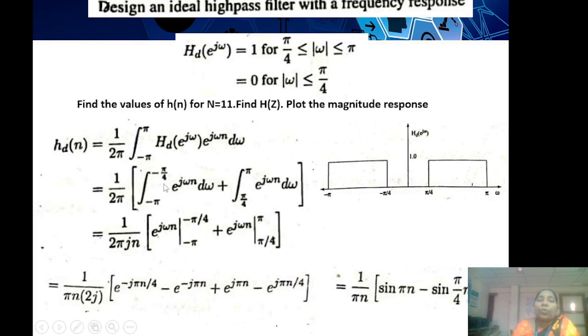Then for n not equal to 0, that means for n equal to 1, 2, 3, 4, you have to use this formula. In this formula, when you substitute n equal to 1, it will be sine pi minus sine pi by 4, divided by pi.